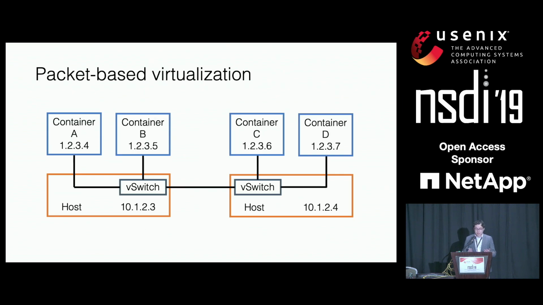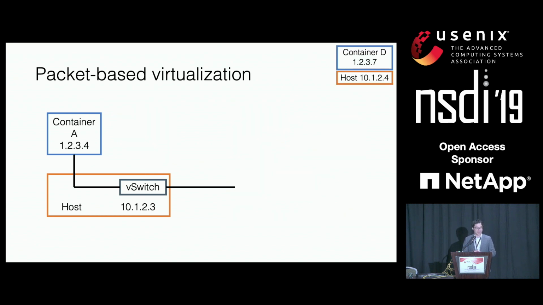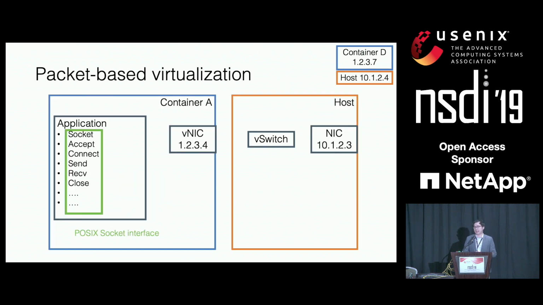Let me try to walk through why packet-based virtualization has a really high cost. Let's push container D to the very right top corner and eliminate all the unnecessary containers from this picture. Let's take a deep look at what actually happens here. Inside container A, you will see an application. The application is written using an interface to the network, which we call the POSIX socket interface. The container will have a virtual network interface card, whose IP address is 1.2.3.4. On the host, it will have a virtual switch and a real network interface card, whose IP address is 10.1.2.3.